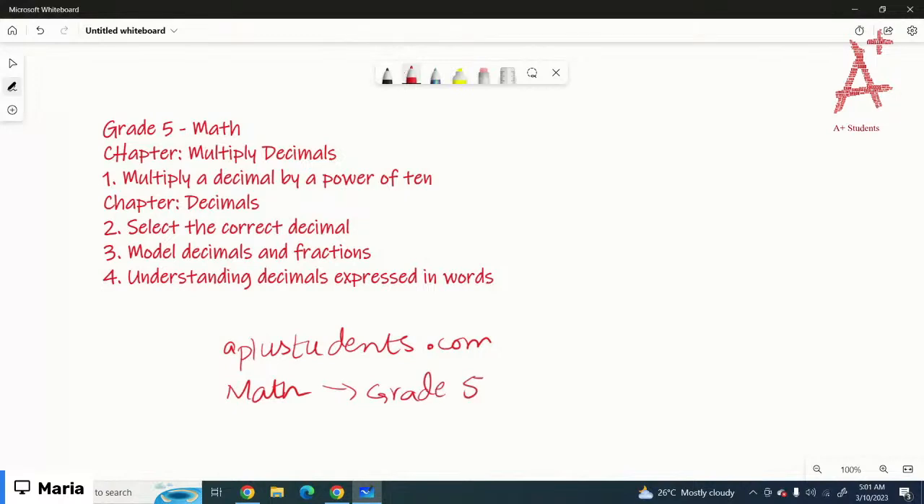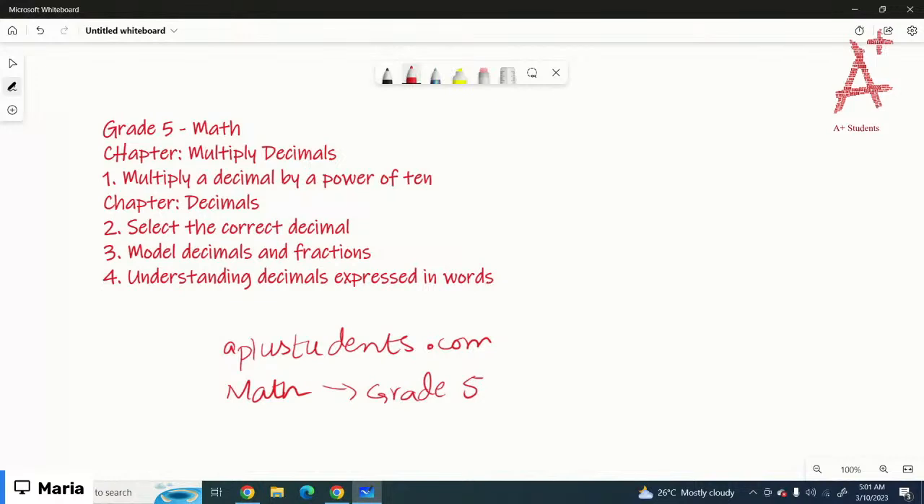Scroll down to grade 5 and then click on view all lessons. There you can find a list of the chapters. We're going to start with the chapter multiply decimals. And the lesson we're going to cover from the chapter is multiply a decimal by a power of 10.